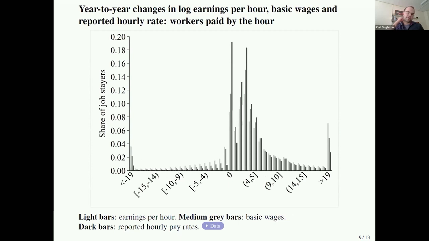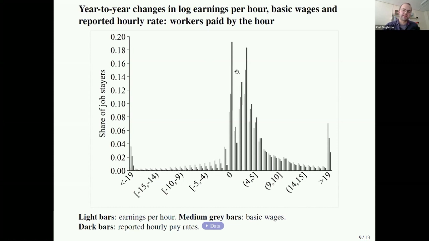Then in the paper, we move on to focus on a unique measure amongst payroll and administrative data sources, which is the actual hourly pay rate for workers who are paid by the hour. In this picture, we're plotting bars for only the workers who are paid by the hour, which is a very select sample of the labor force. We're comparing the lightest gray bars, their earnings per hour, the medium gray bars, the basic wages, and the dark gray bars, their hourly pay rate change and the distribution of those.